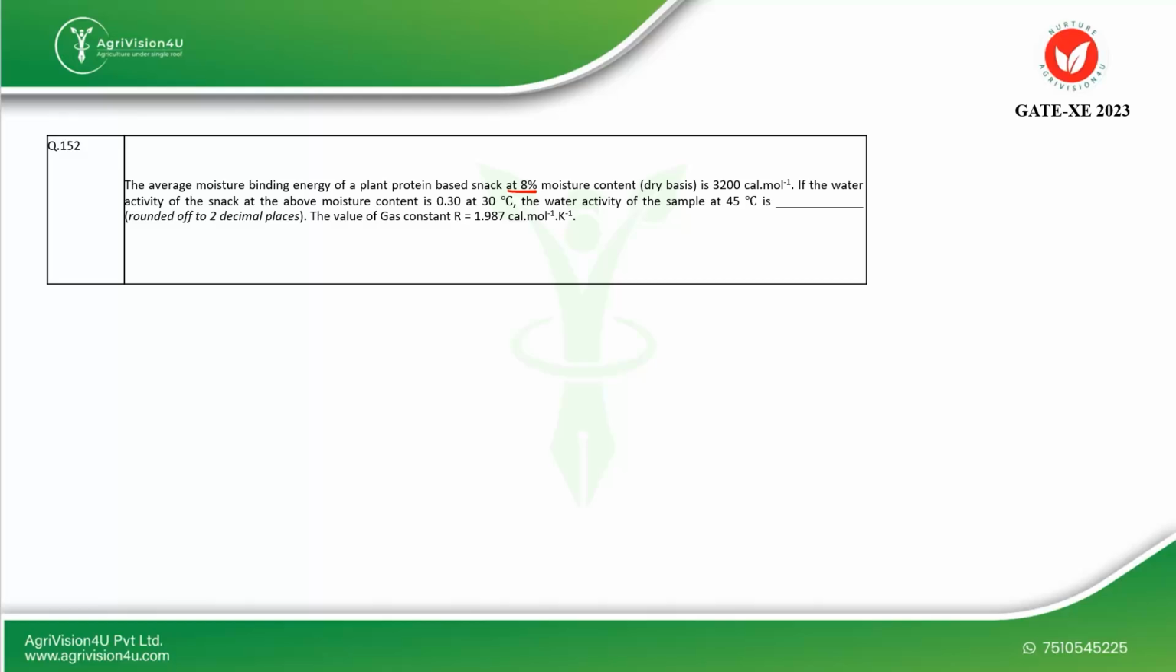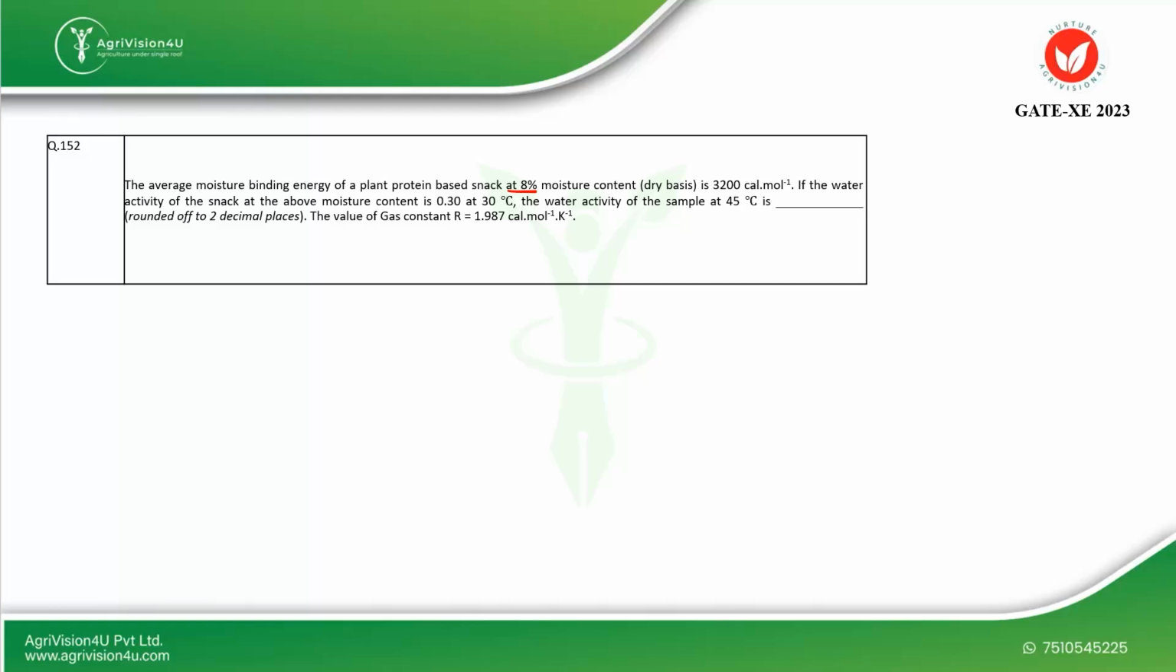Next question. The average moisture binding energy of plant protein based snacks at 8% moisture content, dry basis, is 3200 calorie per mole. If the water activity of the snack at the above moisture content is 0.3 at 30 degrees Celsius, the water activity of the sample at 45 degrees will be how much? And we have to round it off to 2 decimal places. The value of the gas constant is given, that is R equal to 1.987 calorie per mole per Kelvin.